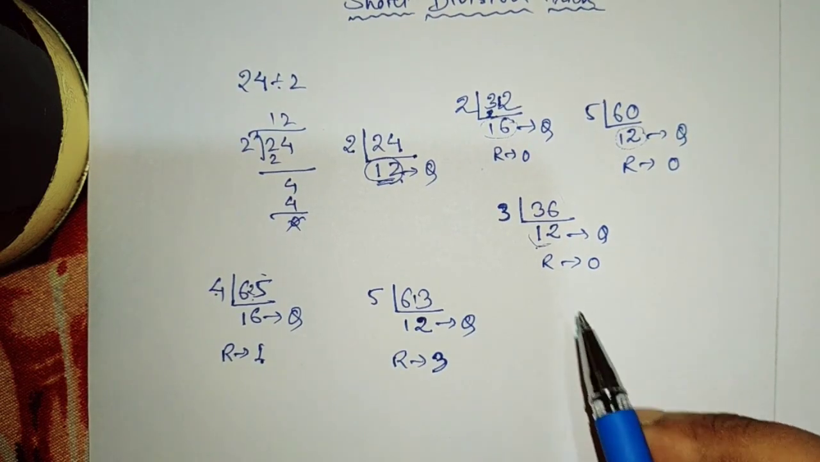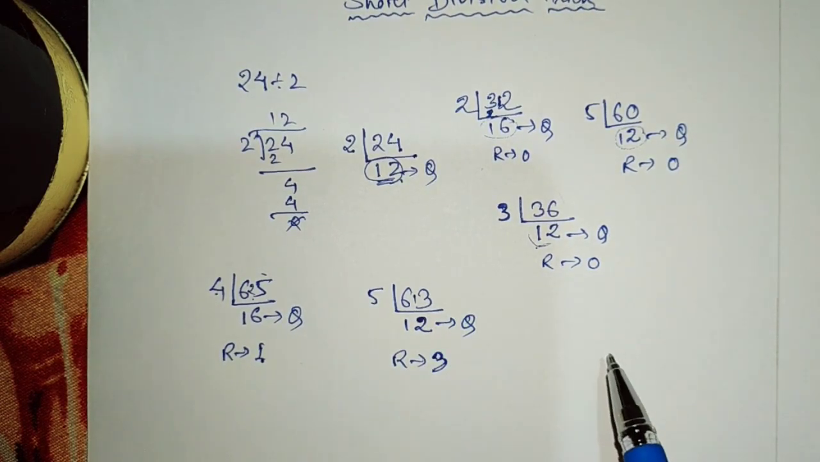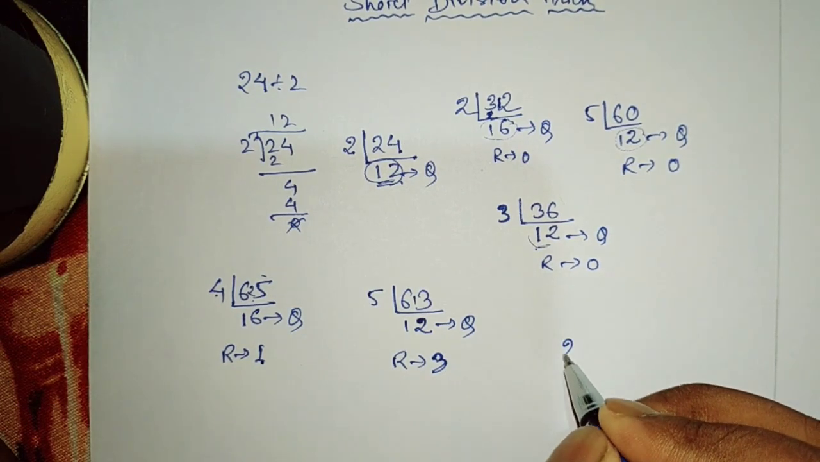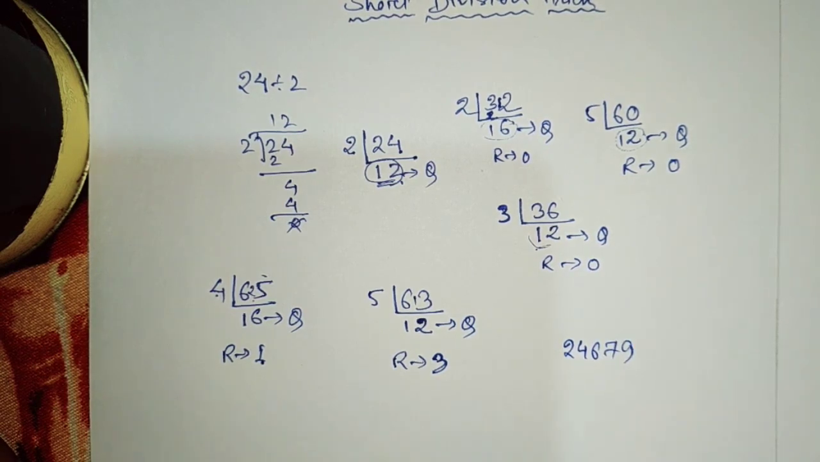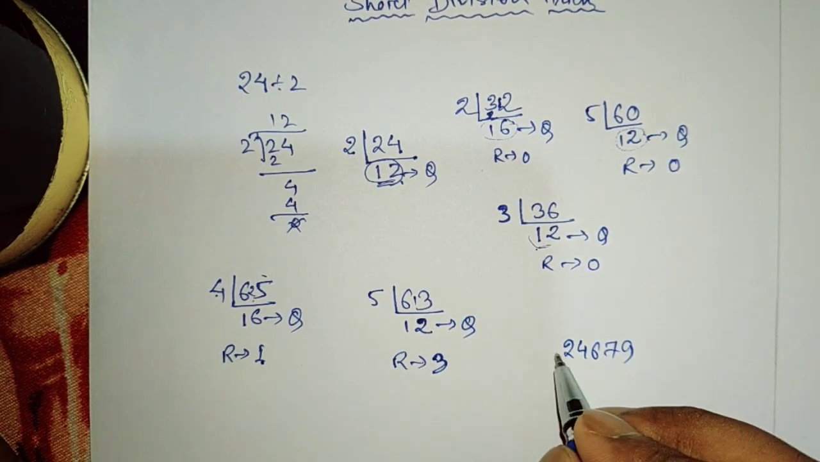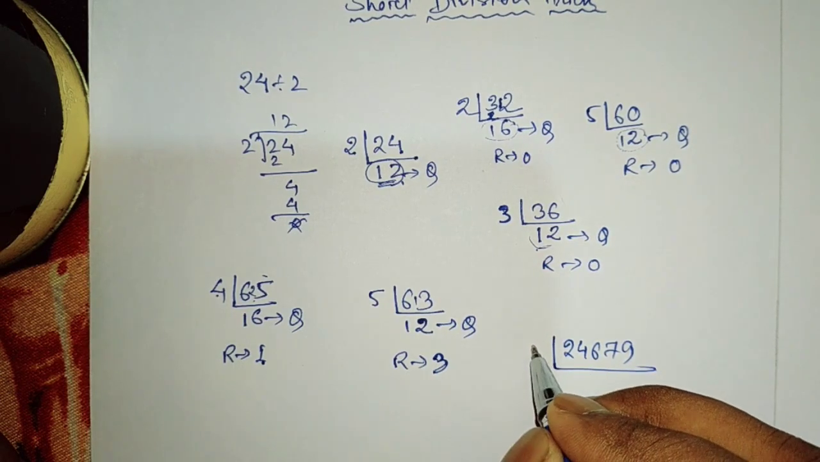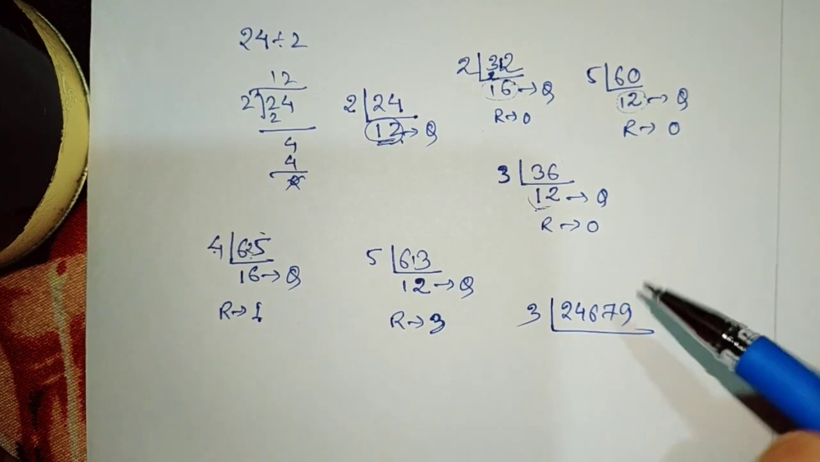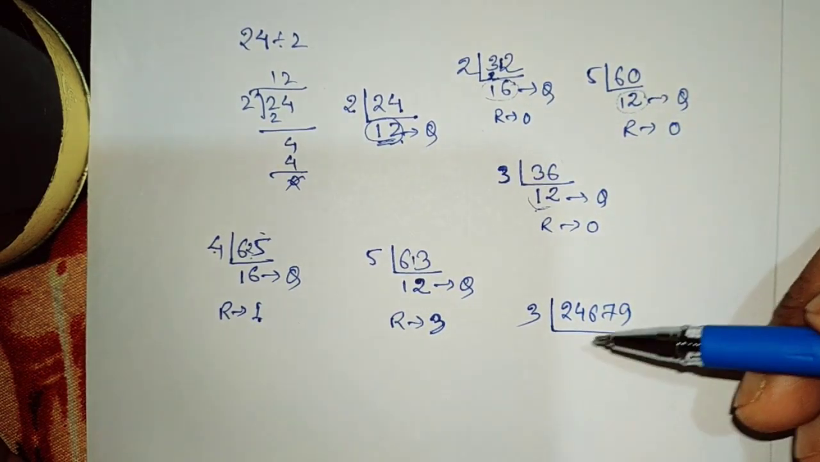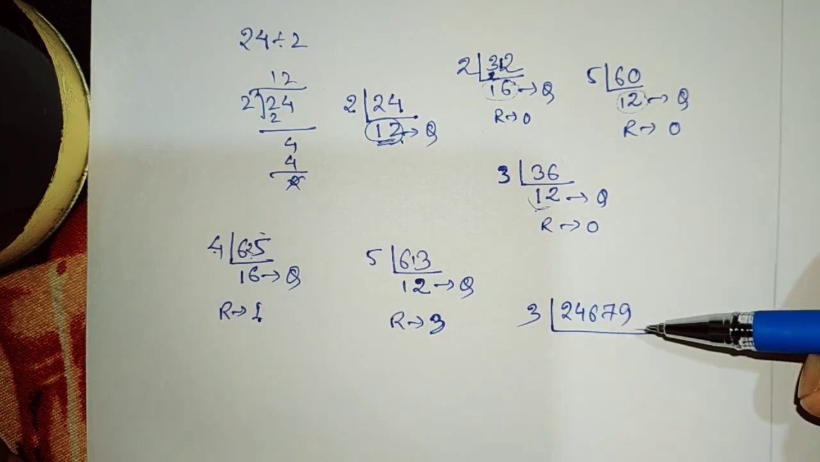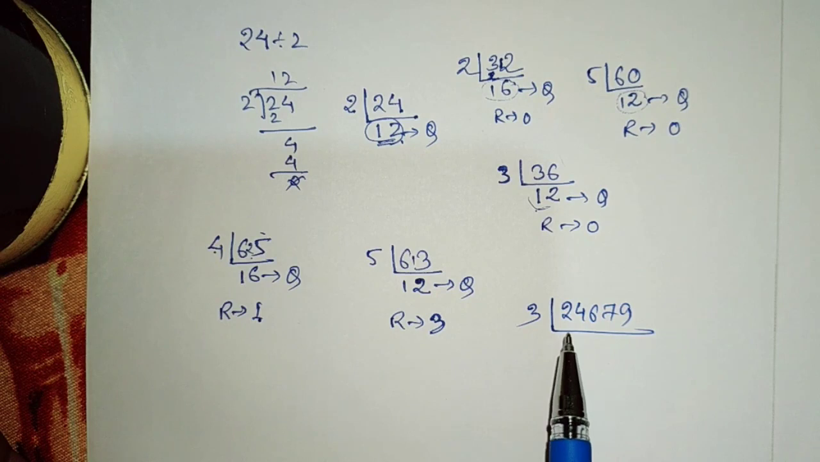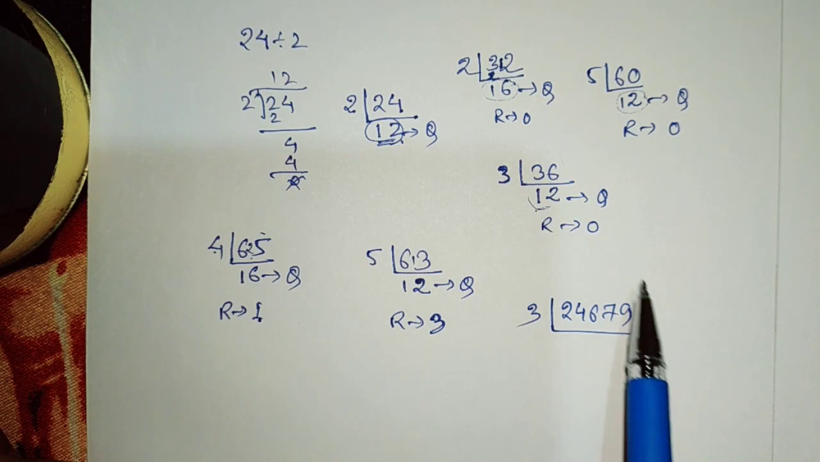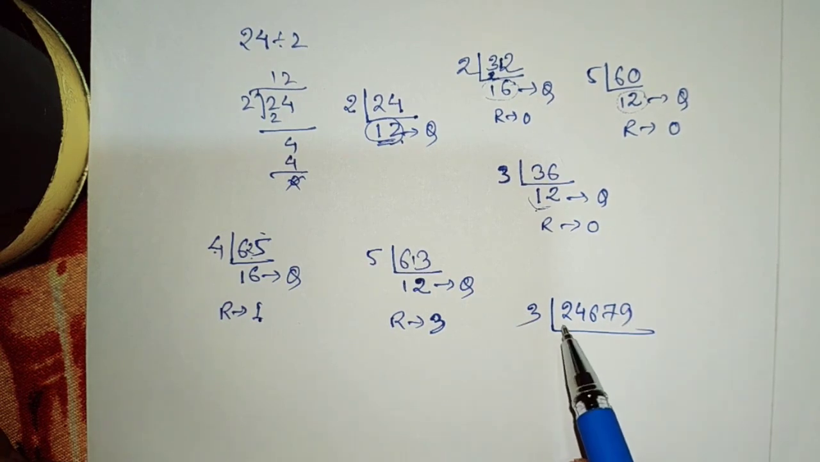Now let's do some fun. Let's see how this short division saves us time and space. Let's take a bigger number, 24679. That's quite a big number. And we have to divide it by, say, 3. Otherwise, in the long method, it would have taken a lot of space because it's a 5-digit number. But don't worry, with this short division trick you can finish the sum in this small place only, and it is super easy.